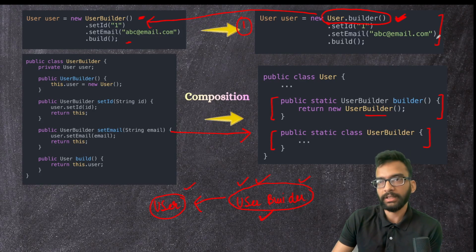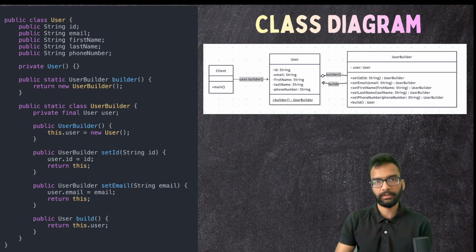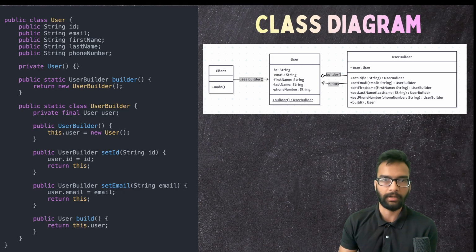So this is exactly what is being provided by third party annotations as well, like Lombok. We will go through this in the last slide. Now let's once again walk through the entire code and the class diagram of that.